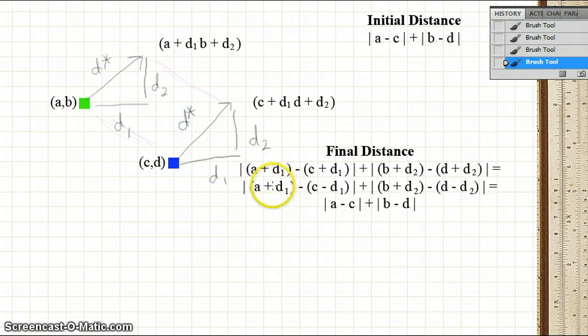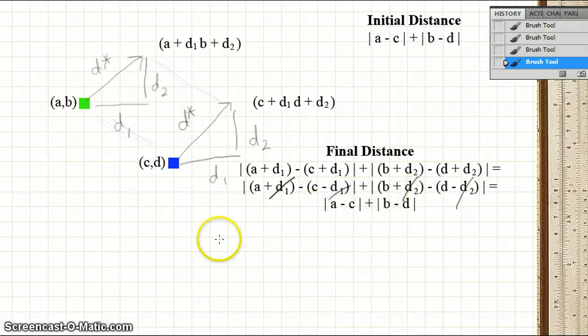Now that D1 here is positive and D1 here is negative, they cancel each other out. So this is going to get crossed out and this is going to get crossed out. The same thing goes over here, because this is a positive D2 and this is a negative D2. They cancel each other out. And that leaves us with the absolute value of A minus C plus the absolute value of B minus D.